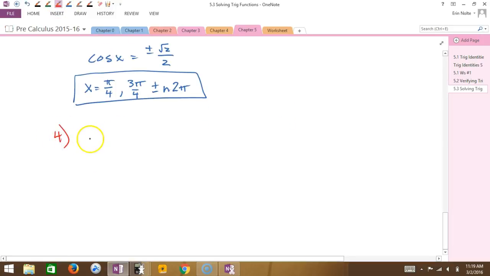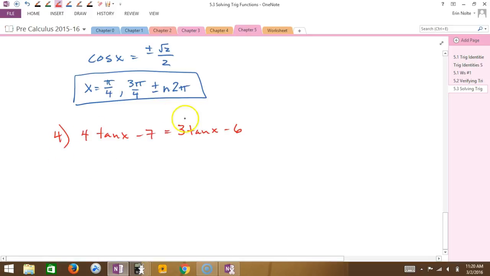So we have 4 tangent of x minus 7 is equal to 3 tangent of x minus 6. Okay, so the good news on this one is that we are only dealing with a tangent. We need to get all the tangents on the same side and set it equal to everything else. So what would you do?